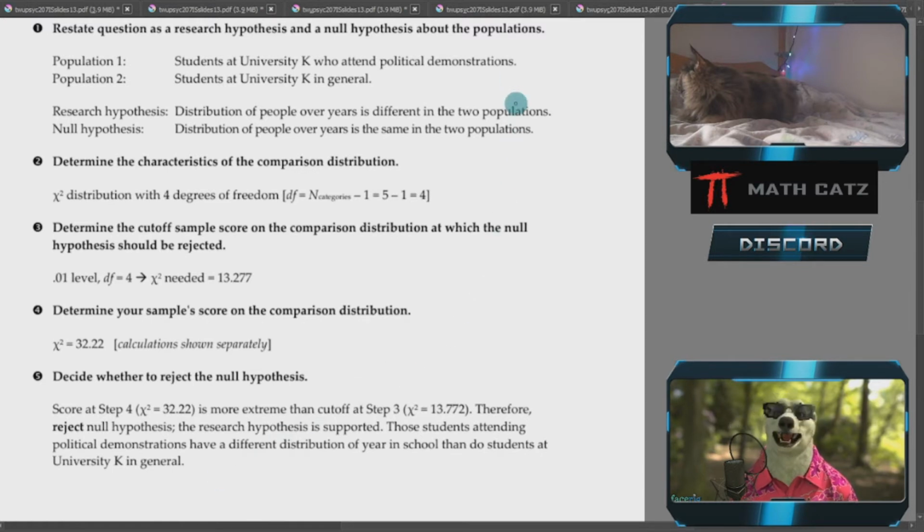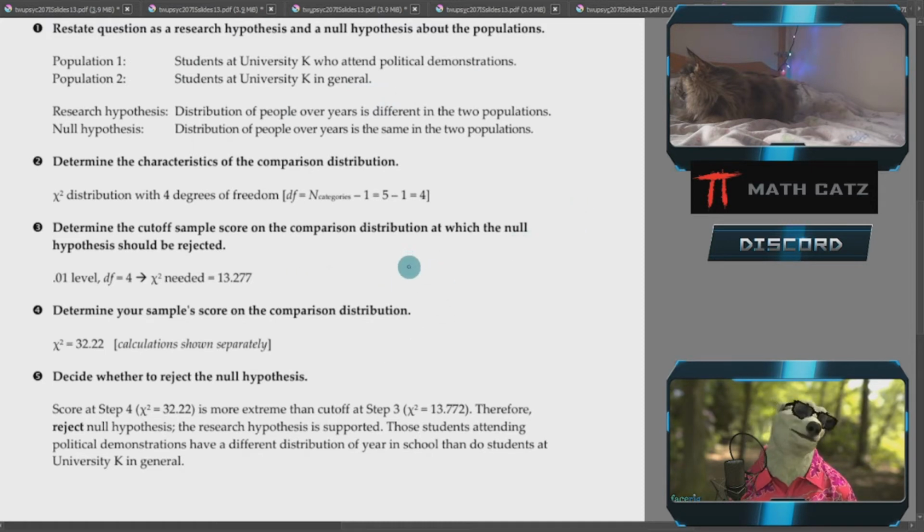So in this case, I guess I misspoke a little bit. The wording in the question could clarify exactly what we're looking at here. I think the issue initially was: students who attend the political demonstration, are they distributed differently than the students in the university?